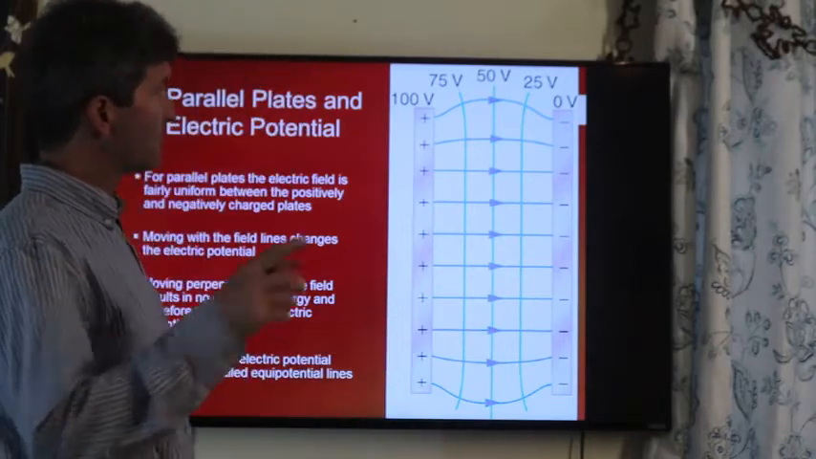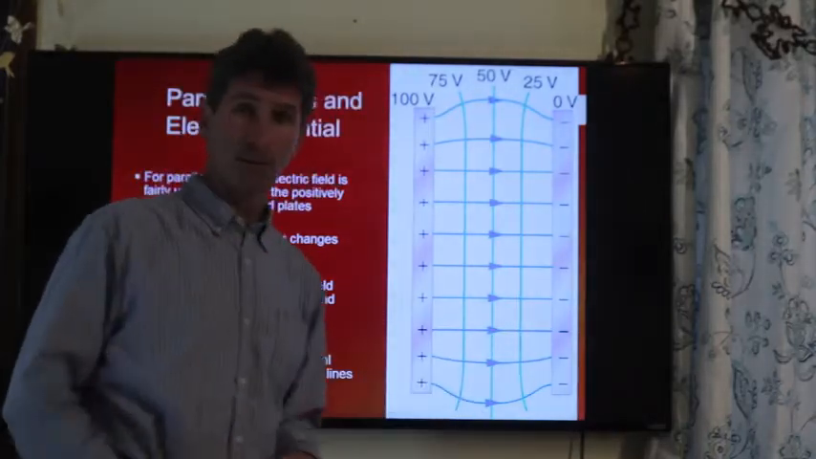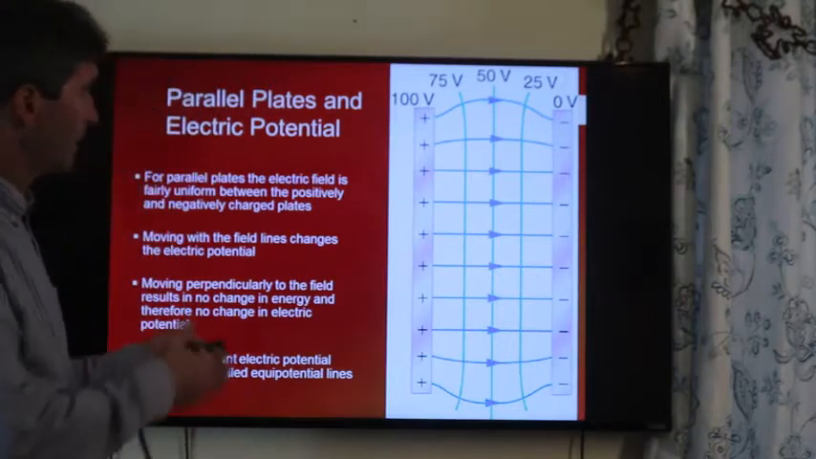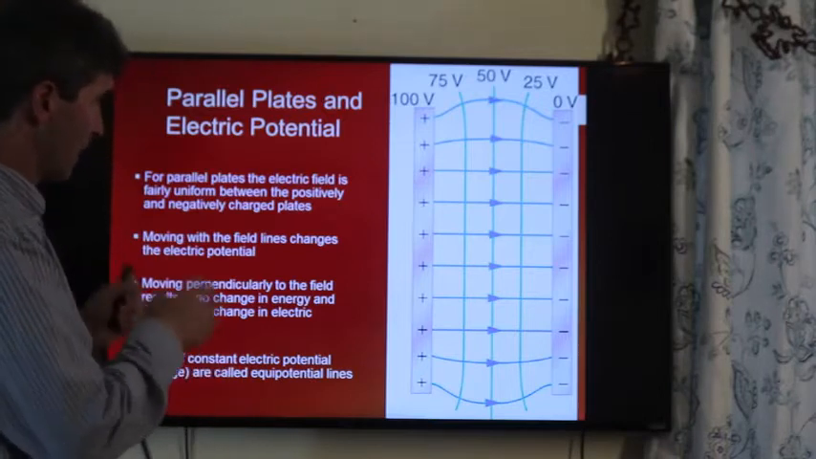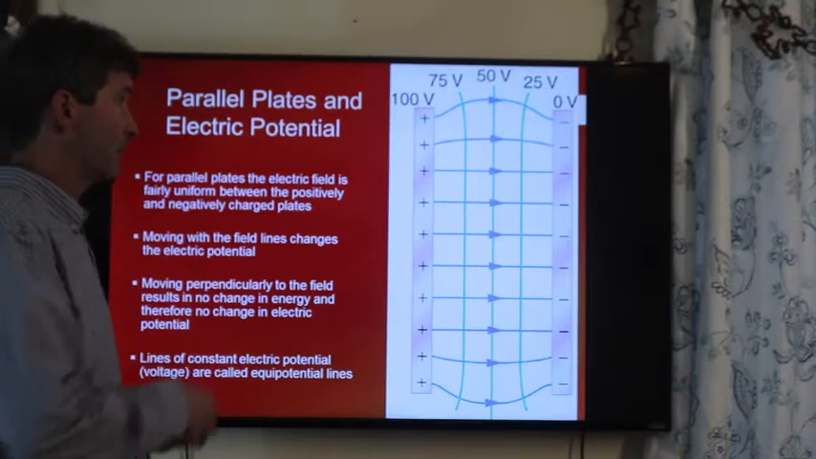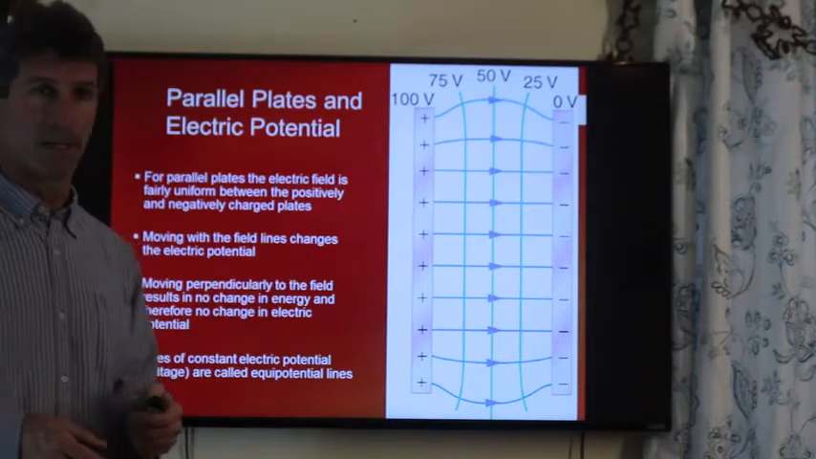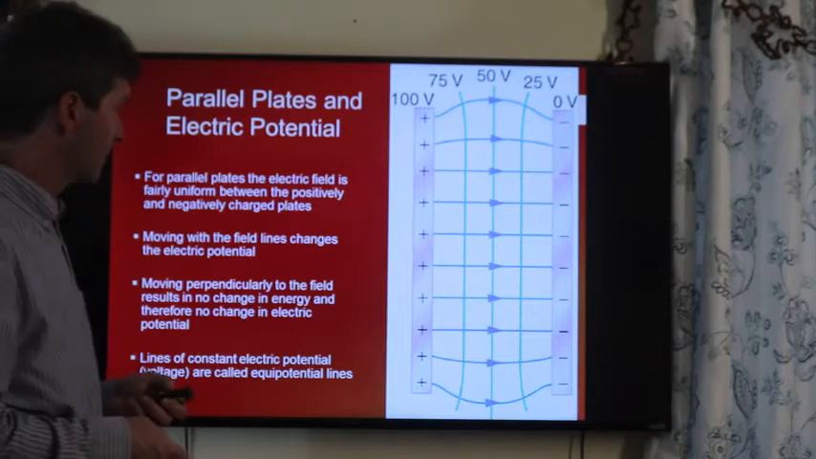But notice as we start getting around the edges, there's a little bit of curvature right there, and that causes the electric field lines to curve also. Okay? But again, there's our parallel plate capacitor, a great example for a constant electric field. And again, if we're mapping the equipotential lines, the field lines are also perpendicular to those lines, so everything has a very nice symmetry to it.